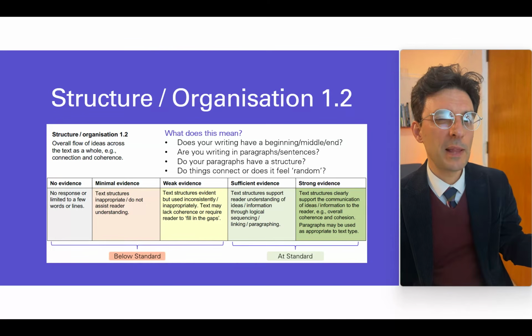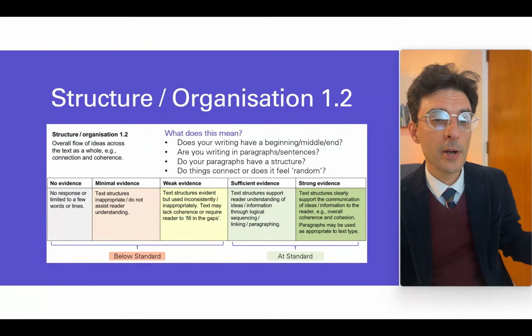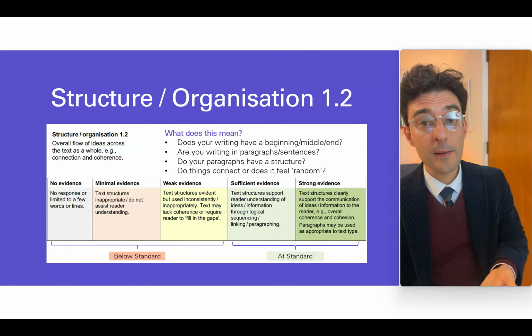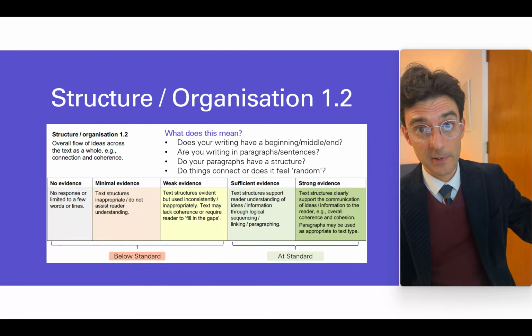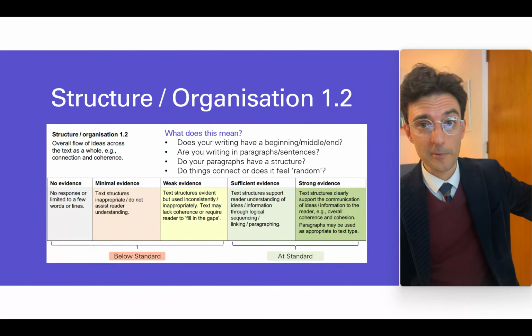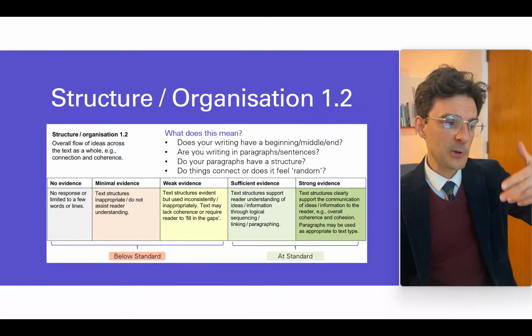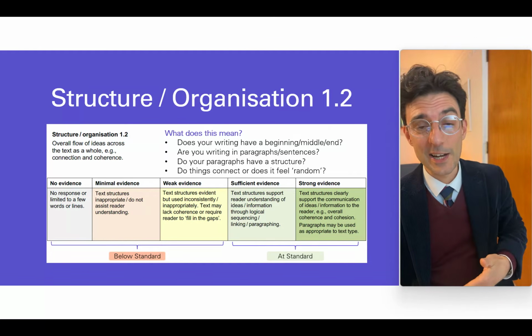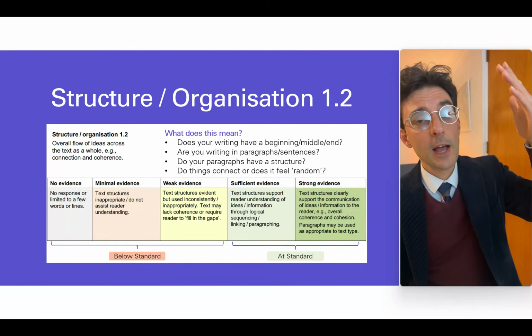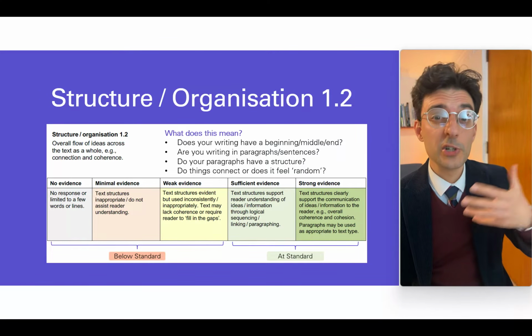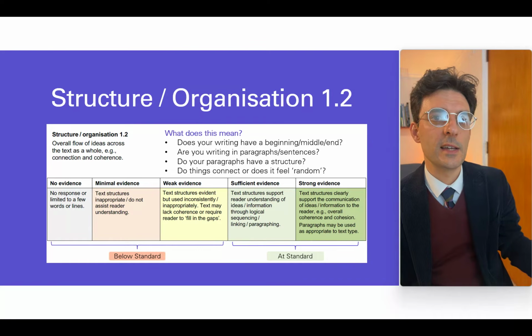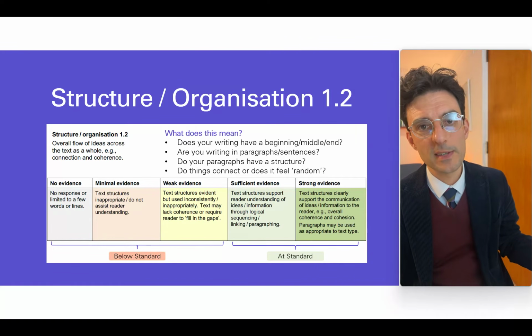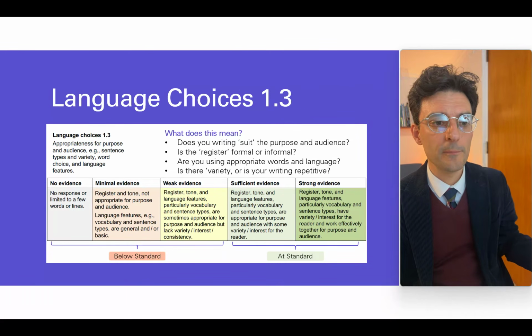Structure can also apply specifically to the text type. For example, if you're writing a letter, you probably know that a letter has a very clear structure where you often start with the date and the address, and then you go into dear so-and-so, and then a beginning, middle, end letter, and then yours sincerely. Are you following along the structure of the type of text you're writing? That's going to be something they're looking at for this aspect of the marking criteria.